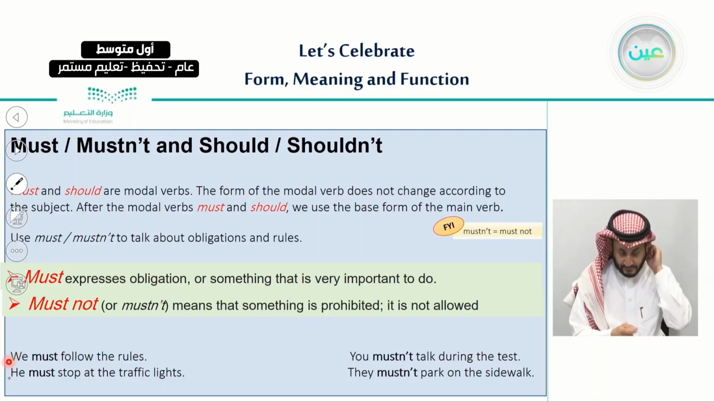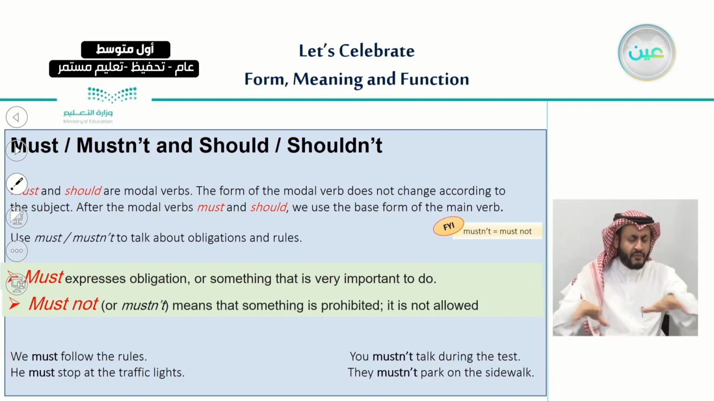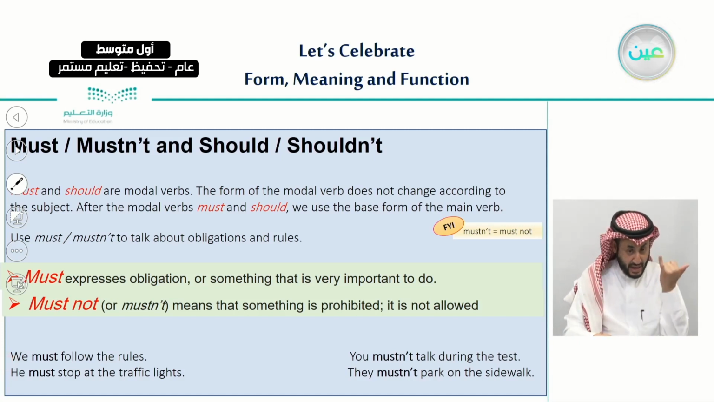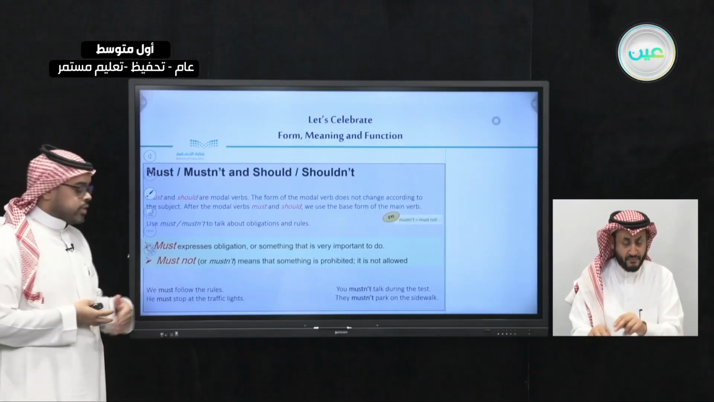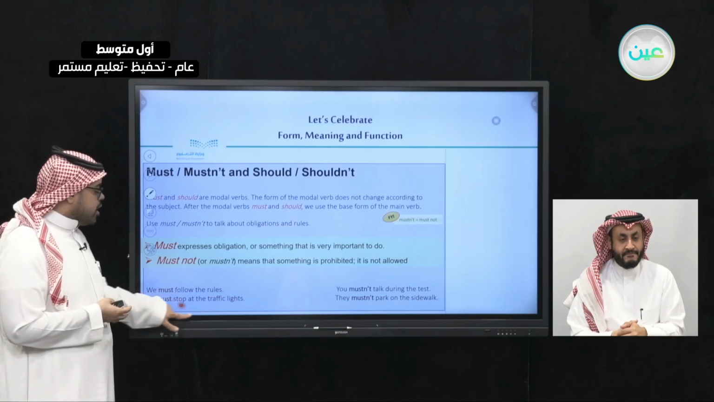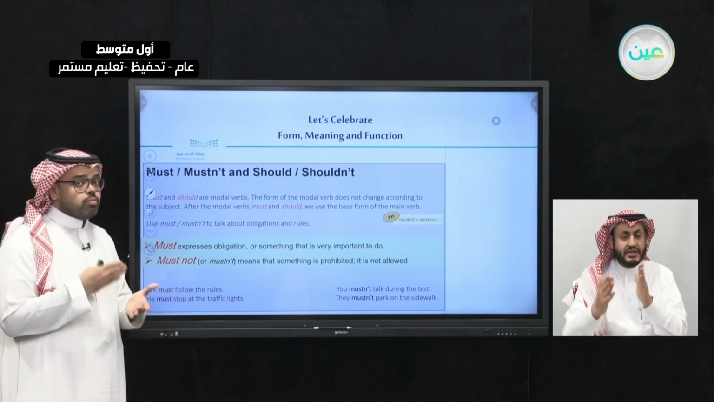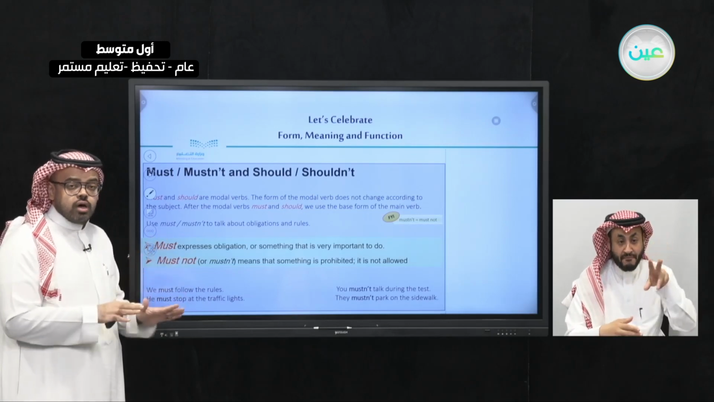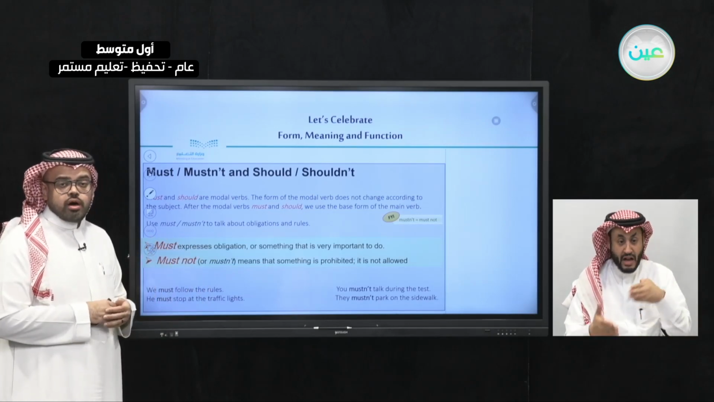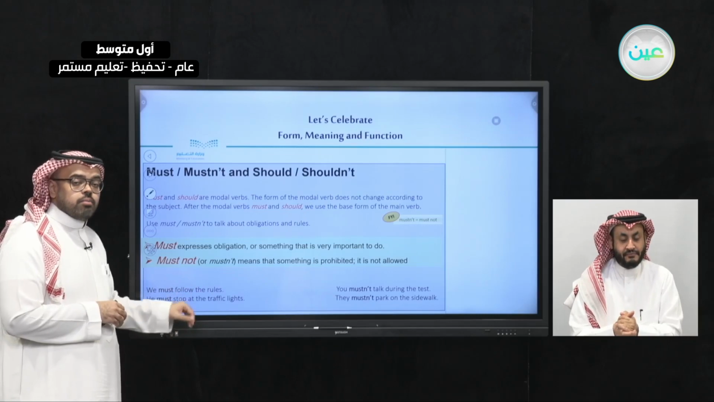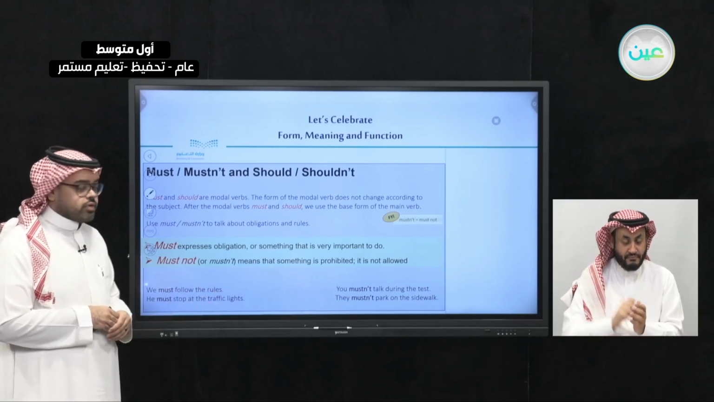Here, number one, we must follow the rules. This is very important, to follow the rules and to obey them. He must stop at the traffic light. So when you see a traffic light, it is very important that you stop at the traffic light when it is red. So he must stop at the traffic light.